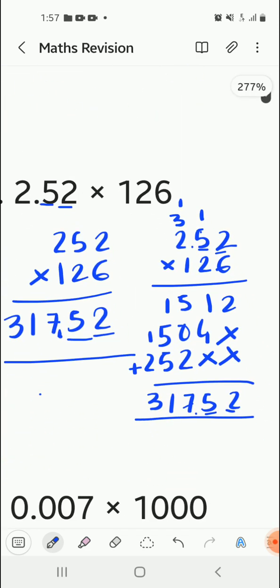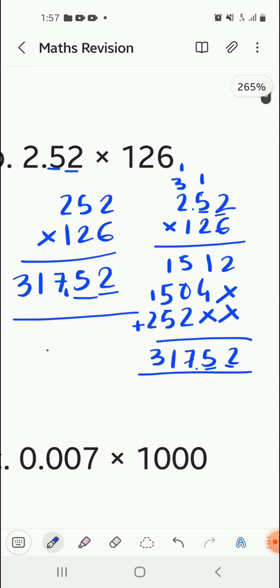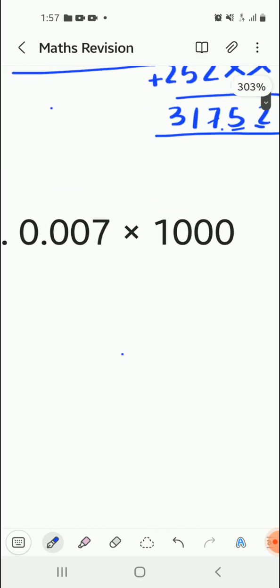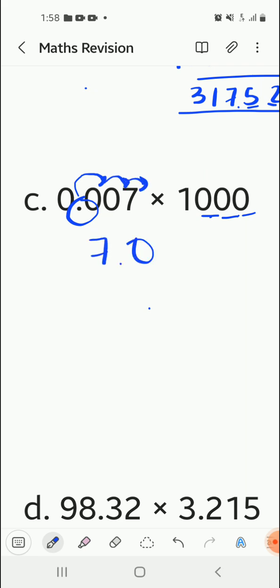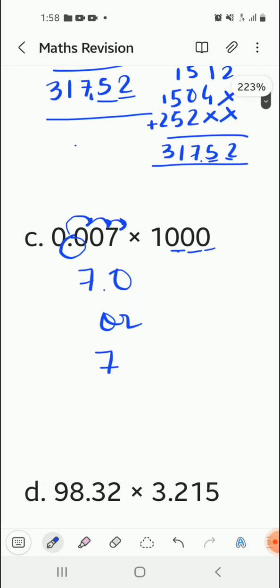Moving on to the next question. See, in the next question we have got 0.007 into 1000. Again, simply it's a mental math sum. You can see there are three zeros. Because there are three zeros, the decimal point will shift thrice to the right. So once, twice and thrice. So my answer becomes 7.0, or you can simply write 7. Doesn't make a difference. It's the same thing. Moving on to the next question.